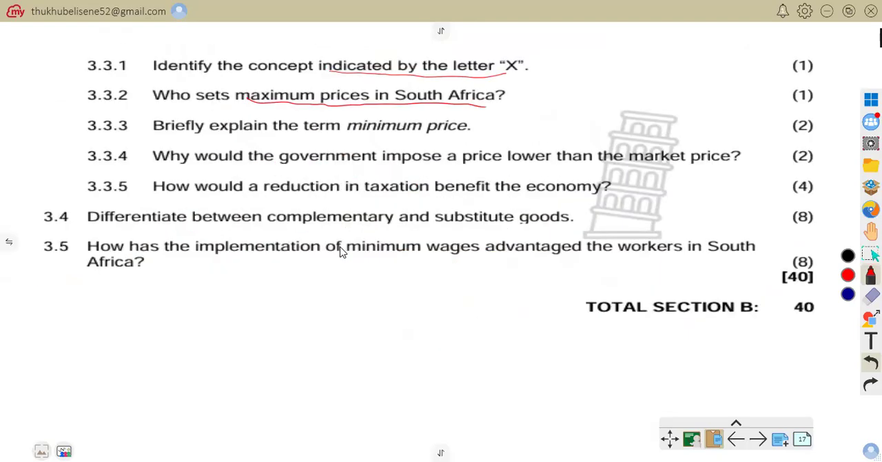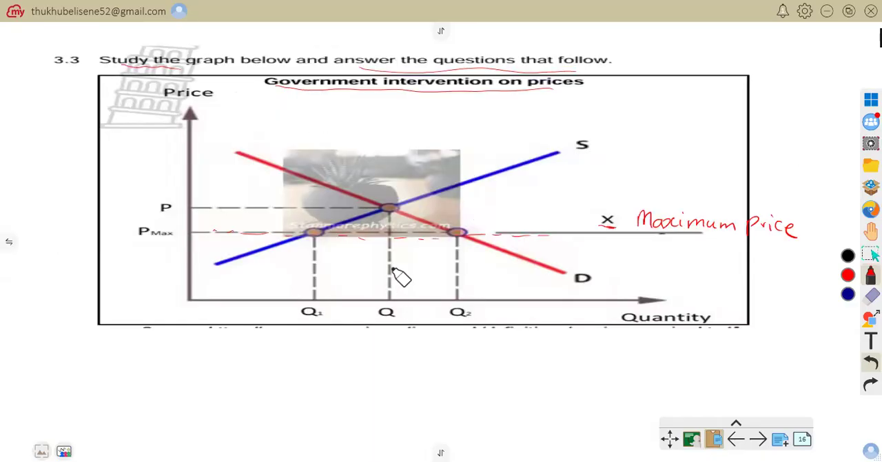Now coming to 3.3.3, briefly explain the term minimum price. When you talk of minimum price, this is where the price is set above equilibrium. Here is our equilibrium. When the prices are set above this, we call it a minimum price. For example, we can talk of a minimum wage, and we can talk of agricultural price floors.